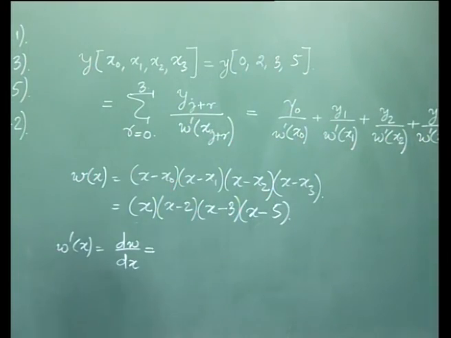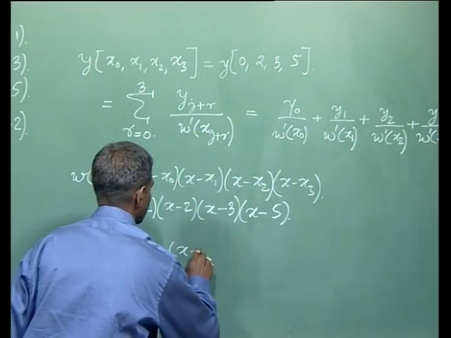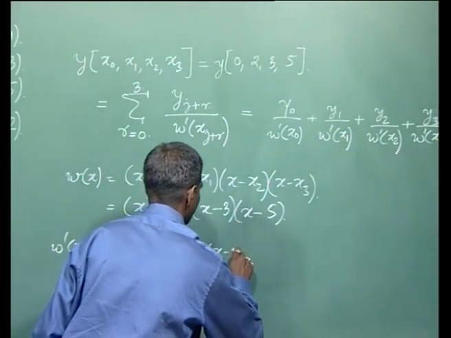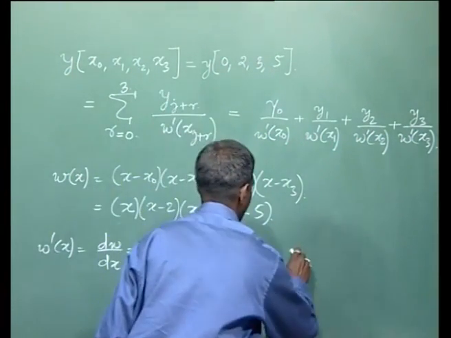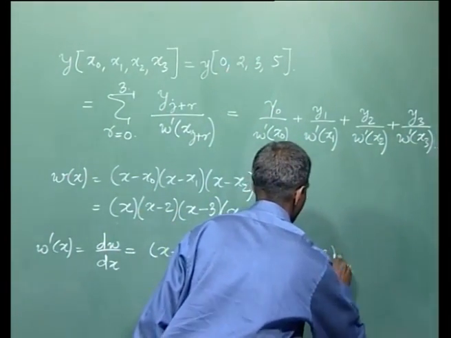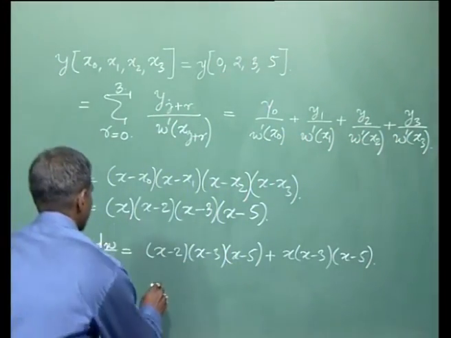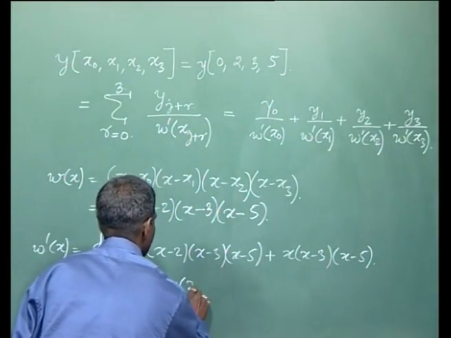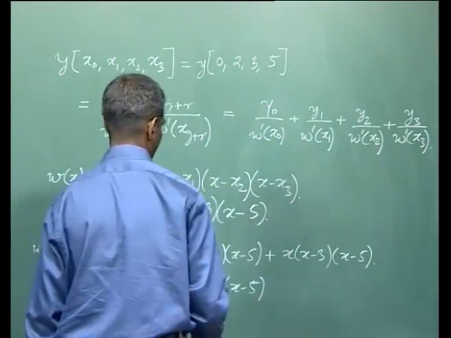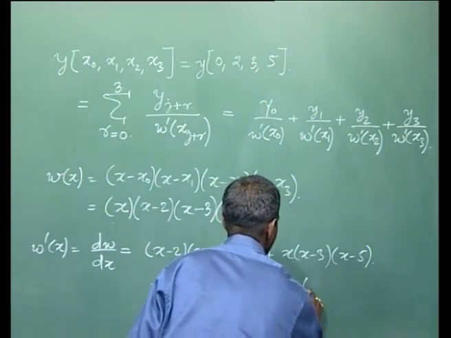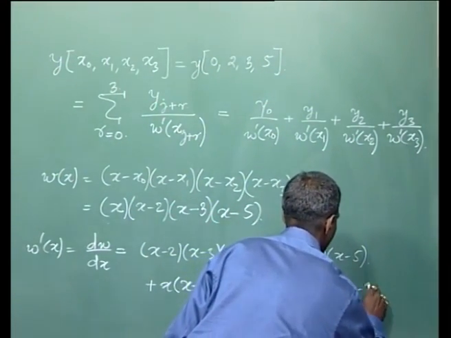We can differentiate this expression as follows: x minus 2, x minus 3, x minus 5, plus x, x minus 3, x minus 5, plus x, x minus 2, x minus 5, plus x, x minus 2, x minus 3.